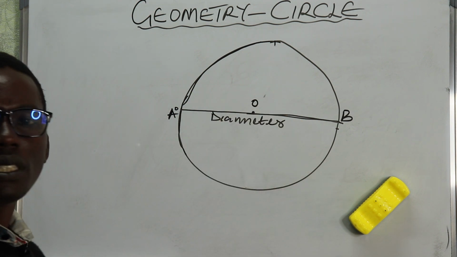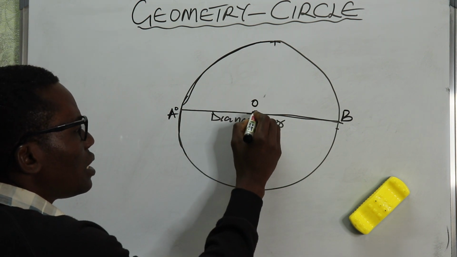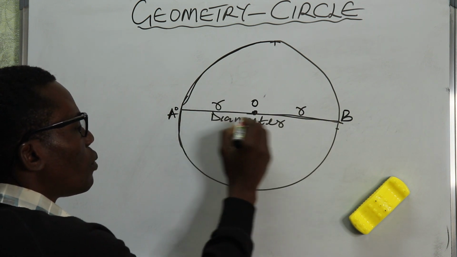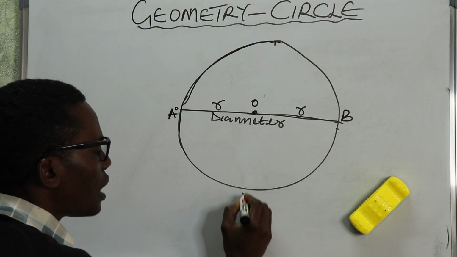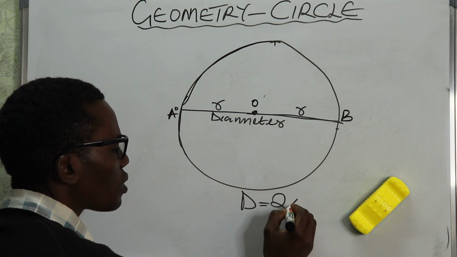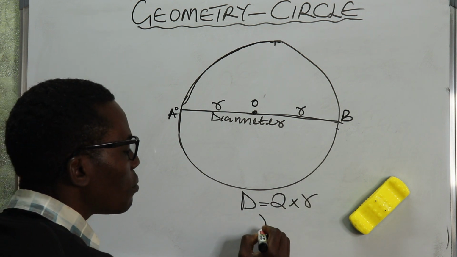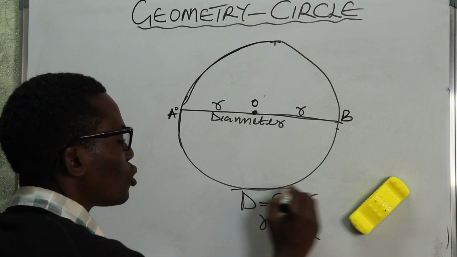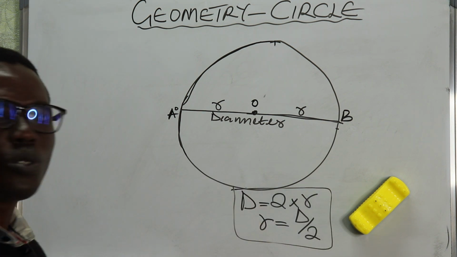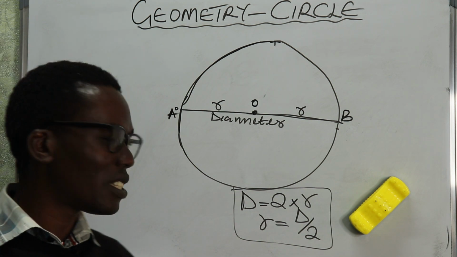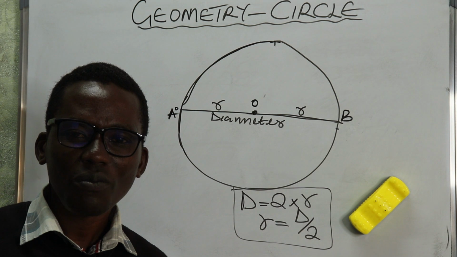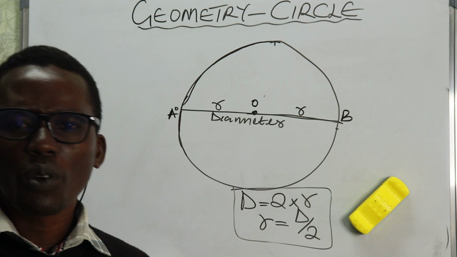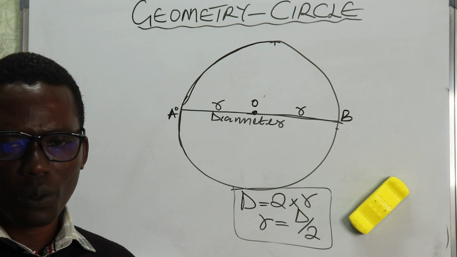Now come to think about this: this is the center of the circle. From this point to this point is a radius, and from this point to this point is a radius. So that means diameter is equal to 2 times the radius of a circle. That simply tells you that the radius of a circle is equal to the diameter divided by 2. Take note of this. It used to cause a lot of confusion for some students. So we've come to see what the radius of a circle is and what the diameter of a circle is.